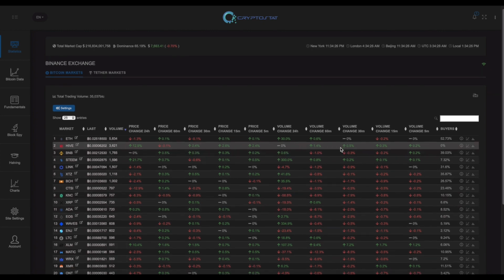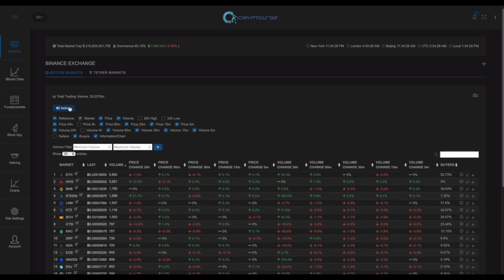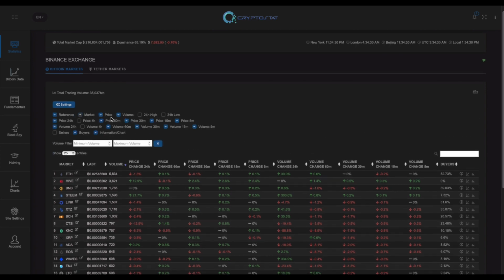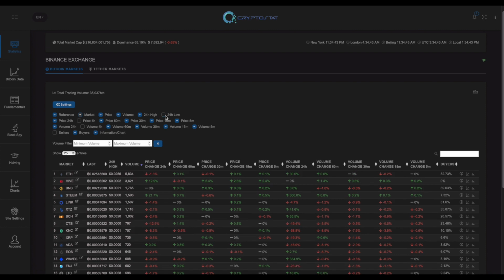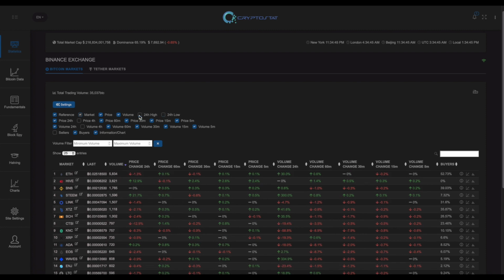Once you land in here, you have your own preferred settings, so if you'd like to change anything that shows up or doesn't show up. Let's say, for example, I want to know what the 24 high and the 24 low is for any particular coin. It just comes through right here as a price. As you can see there, I'm not too fussed about that. I don't want to be looking at that right now.